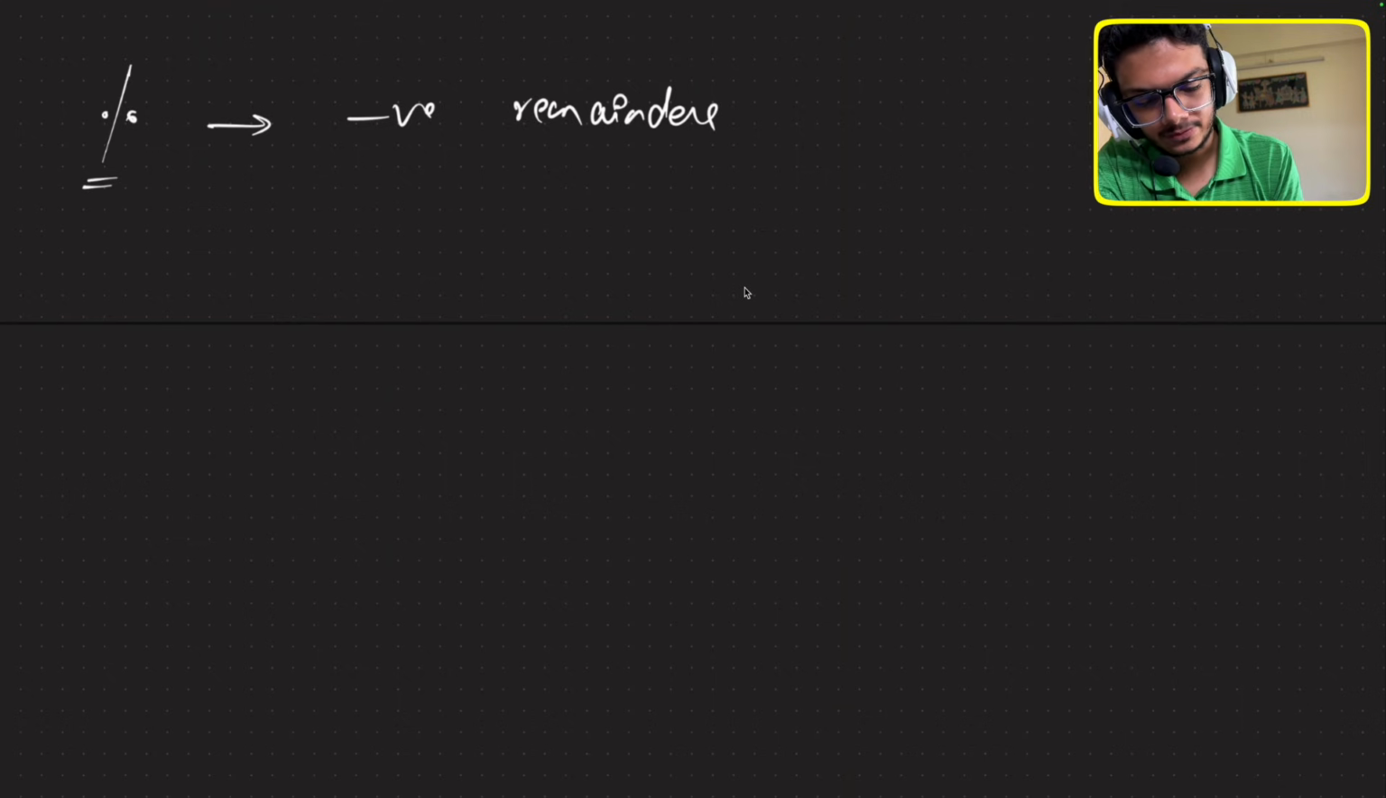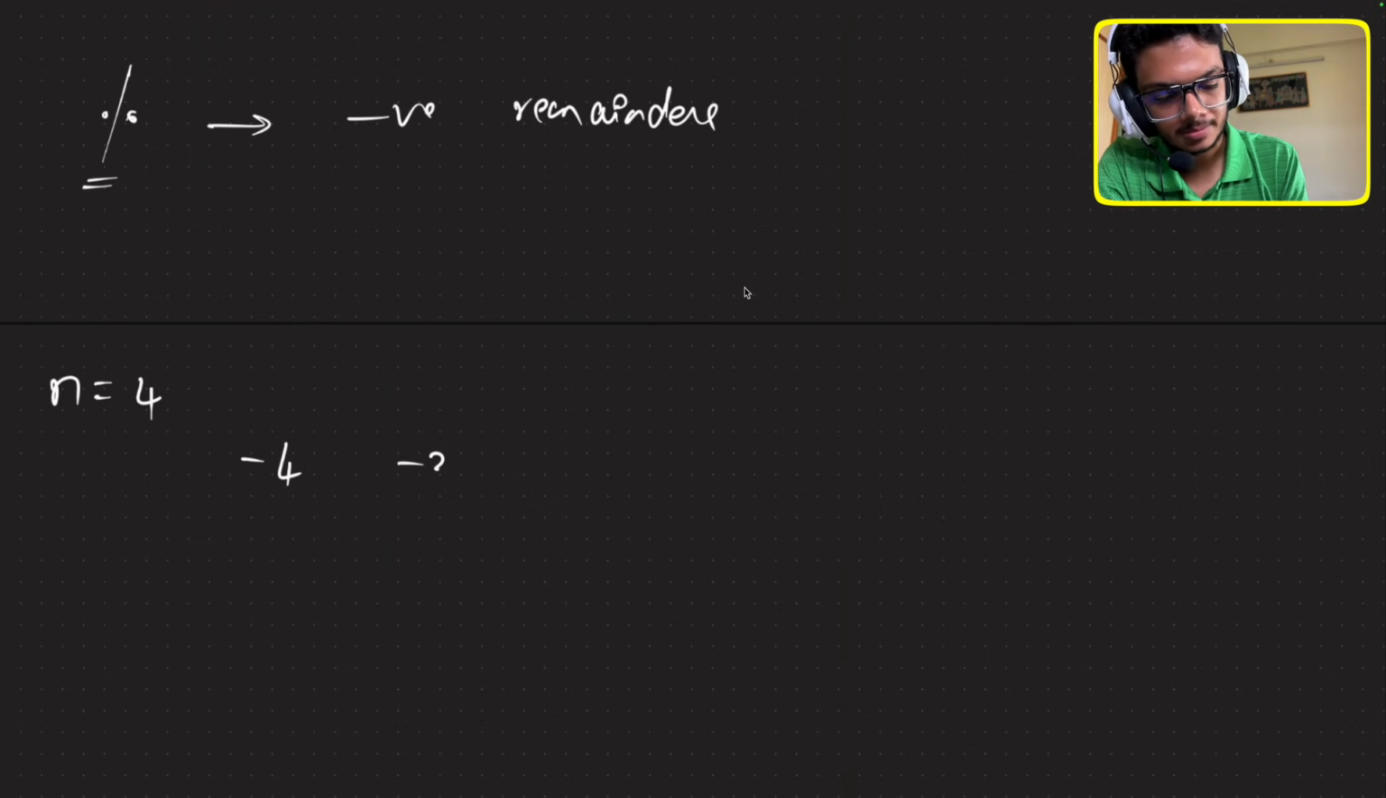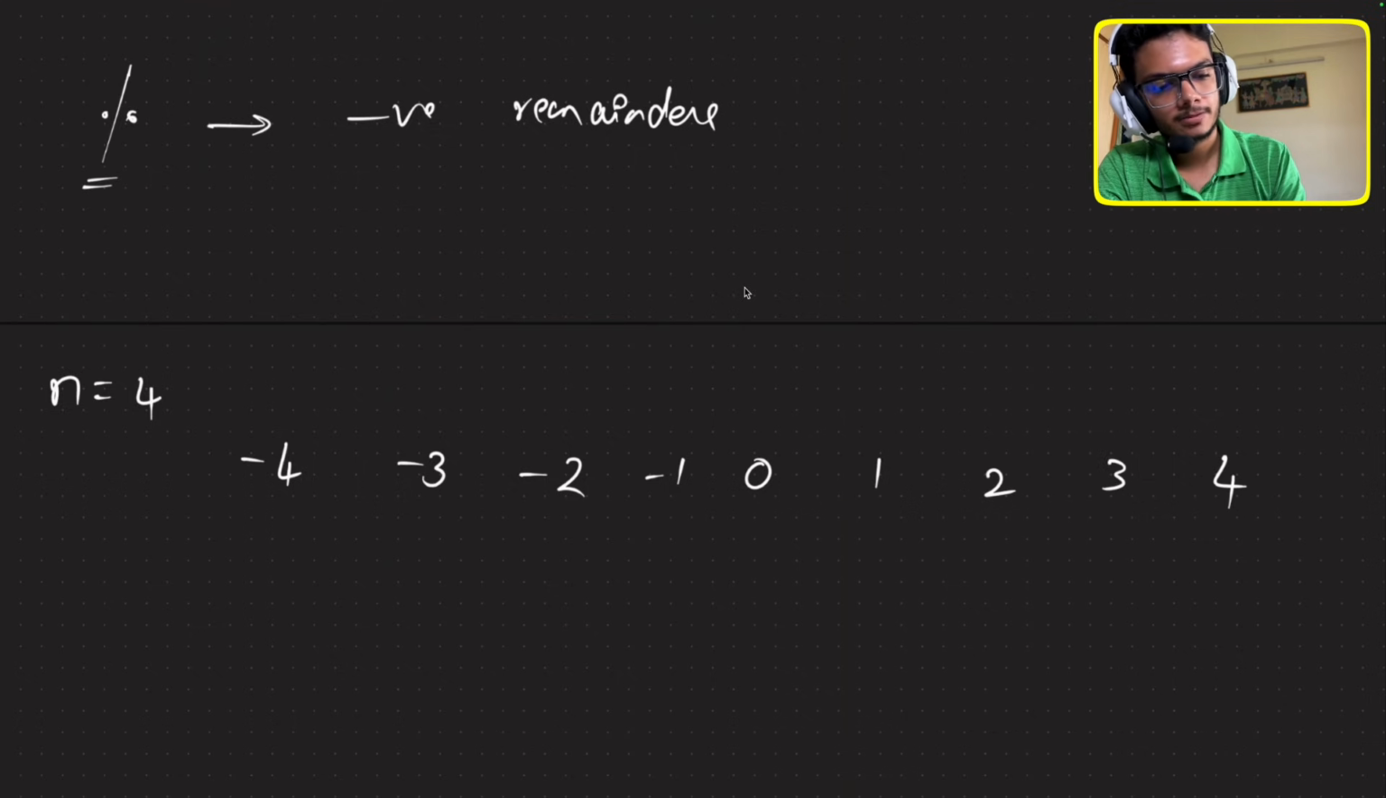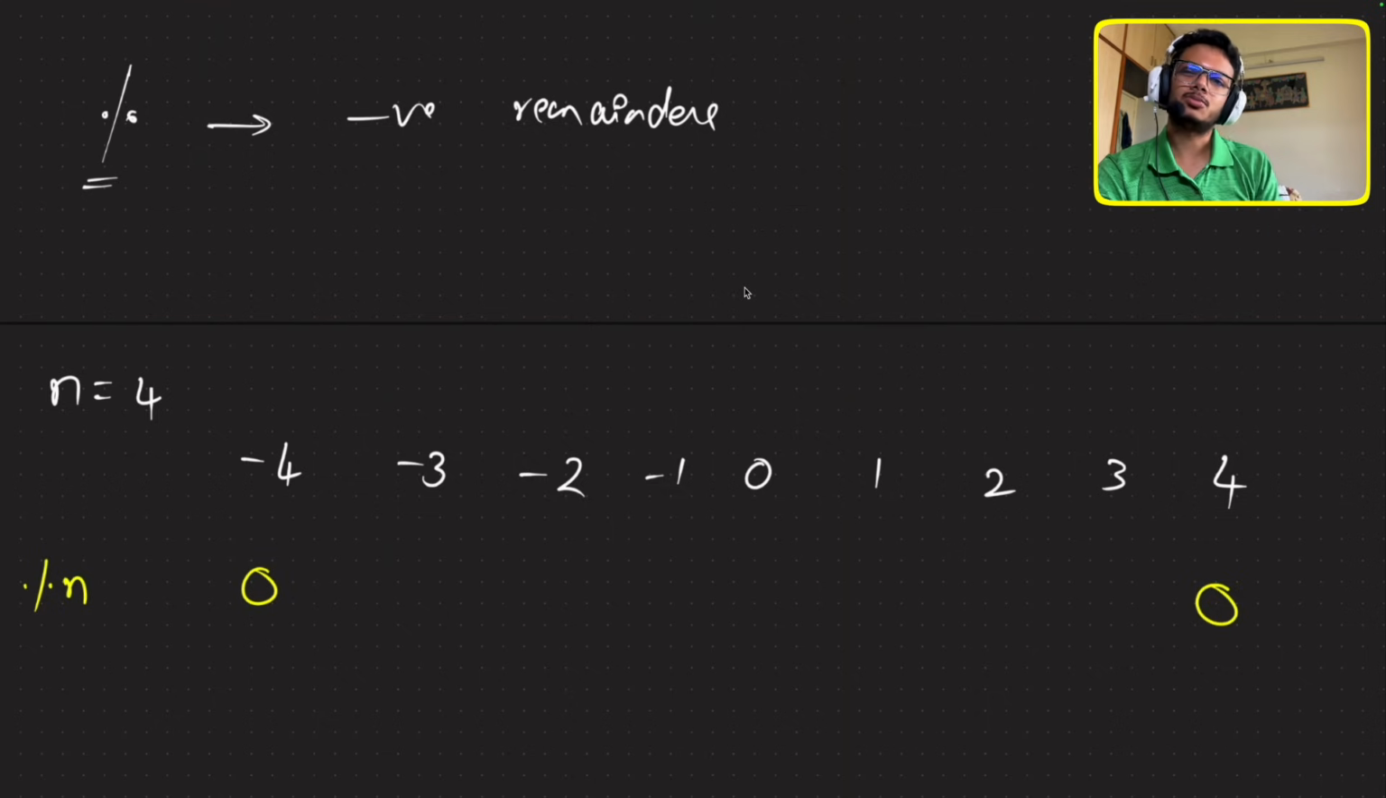Let's say n is 4. And let me just take all the values from -4 to 4: -4, -3, -2, -1, 0, 1, 2, 3, 4. Now, I want to perform a mod with n for all of these values. These two values are clearly 0, right? So -4 mod 4 and 4 mod 4 is 0.